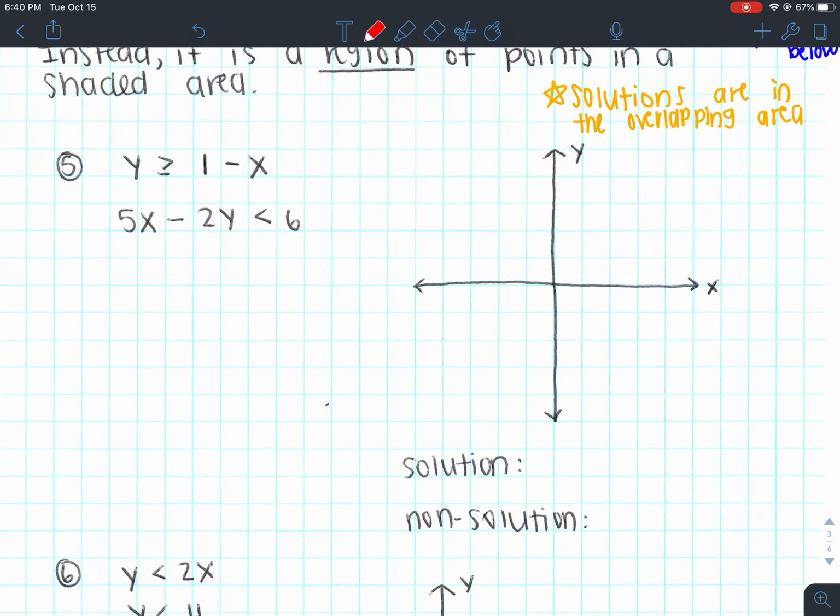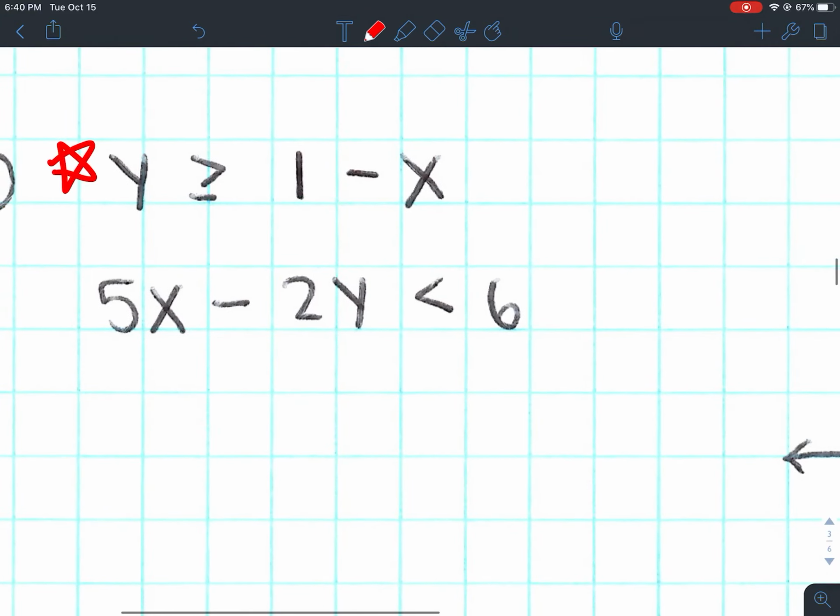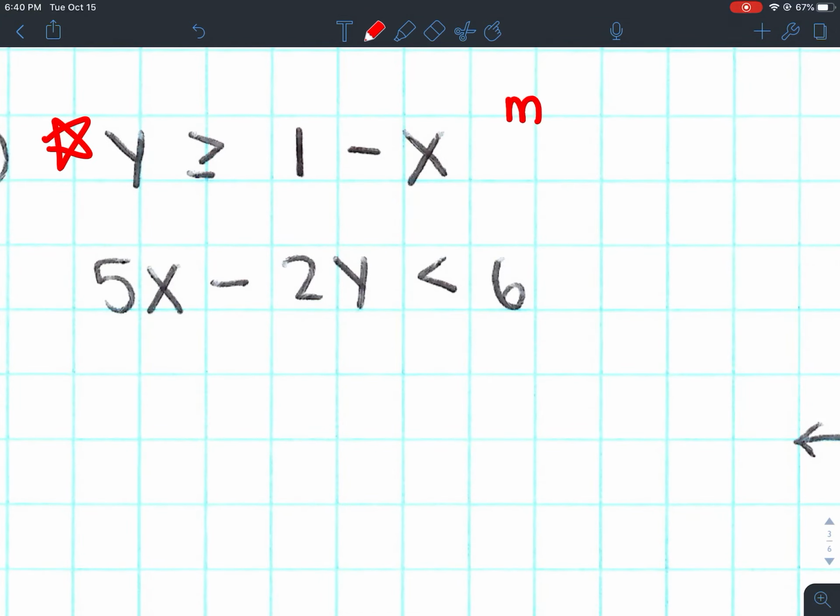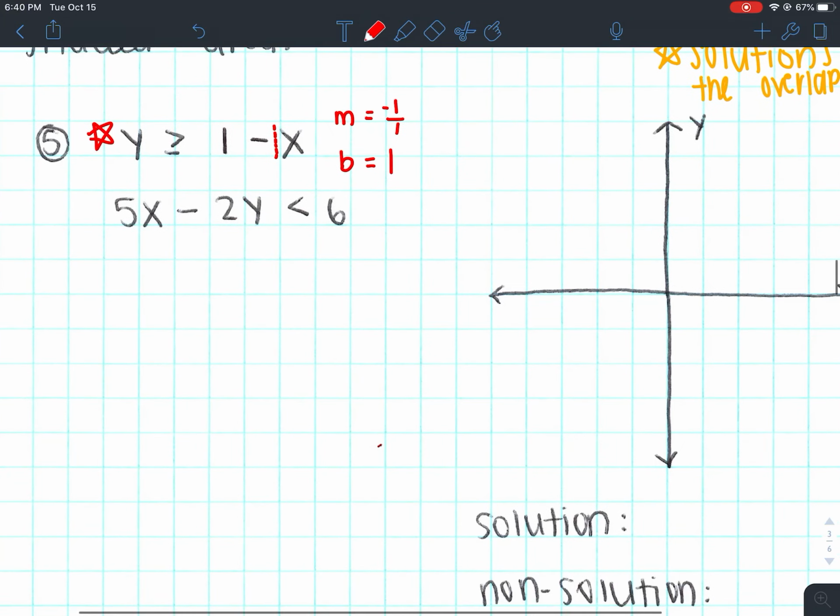So let's go ahead and graph. We're going to graph the first one over here. The first equation is y is greater than or equal to 1 minus x. This is already in slope-intercept form, y = mx + b, so I don't have to move it. Our slope here is negative 1 over 1. That's tricky because there's a negative 1 in front of my x, and then you put that over 1 so that you can have a rise and a run. Our y-intercept is positive 1.